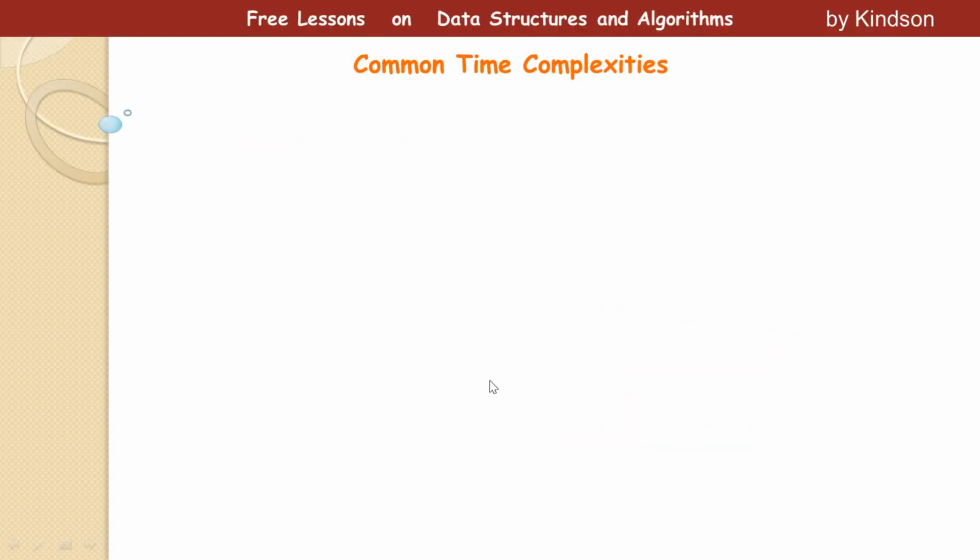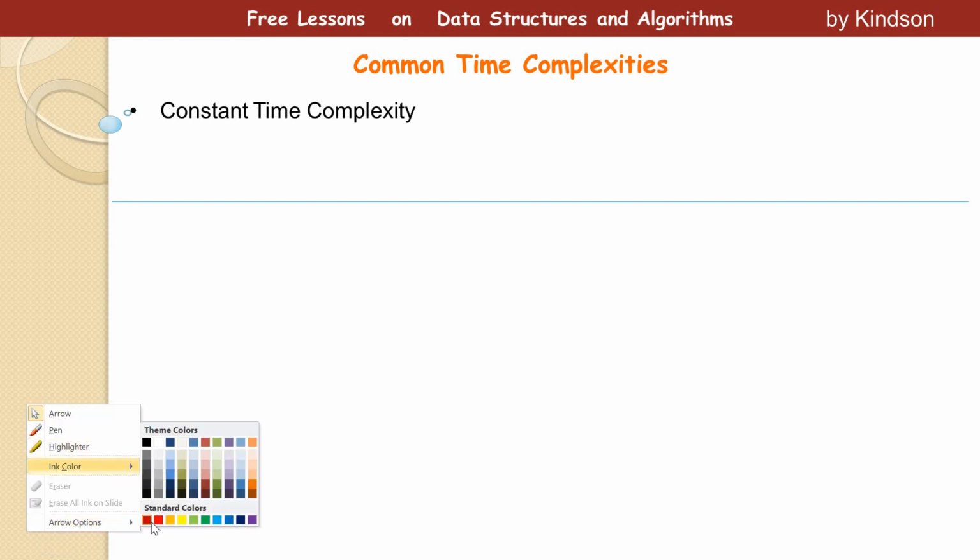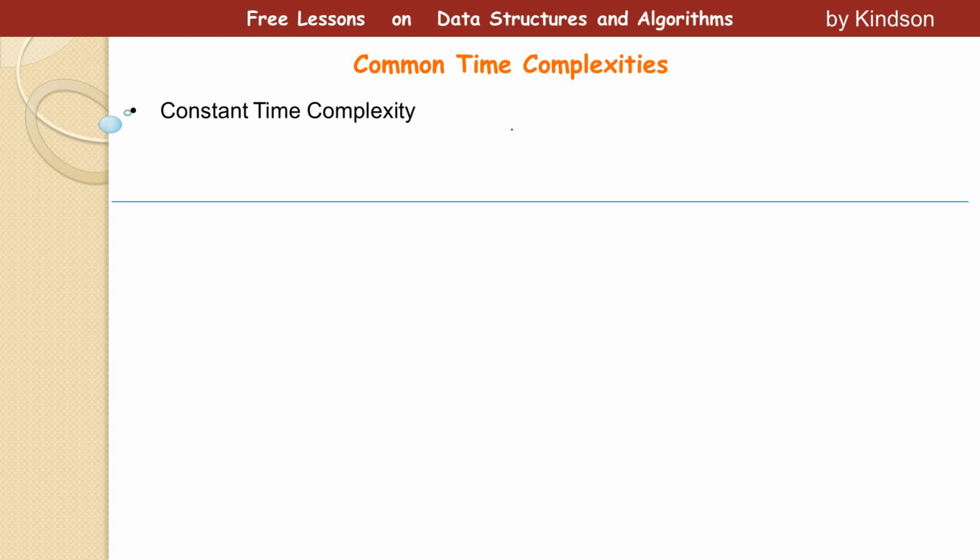All right, let's now look at some common time complexities. By time complexity, I mean what the big O notation is trying to describe, the relationship between the execution time of the algorithm and the input, which is called time complexity. So the first one you need to know is constant time complexity. In this case, the algorithm executes in a constant time. There is no relationship between the input and the time.